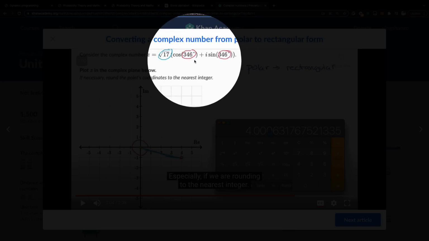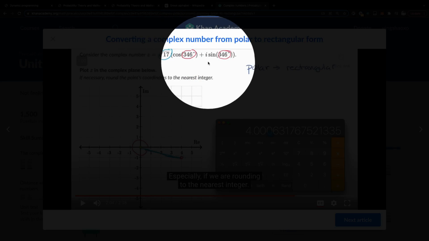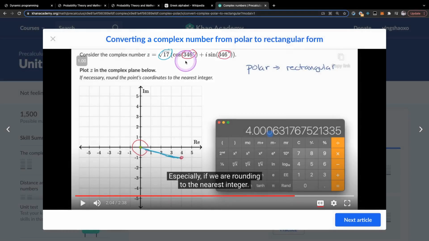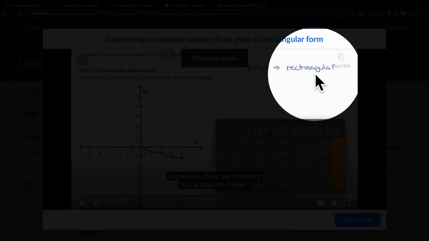This step just represents the rectangular form, because it indeed has the real part and the imaginary part. The only difference is that we are using the magnitude and the angle to form this expression. That's the only difference between the polar and the rectangular form.